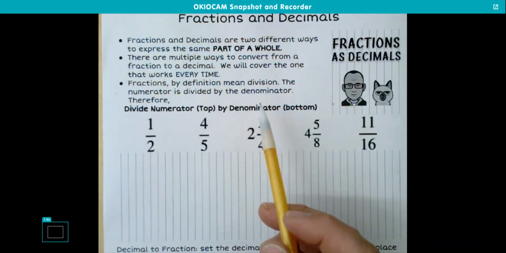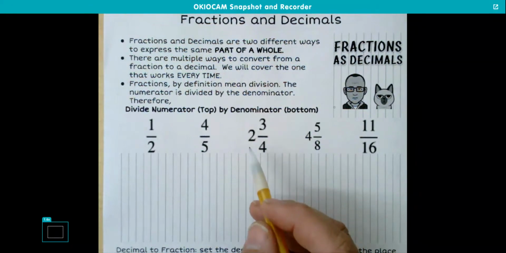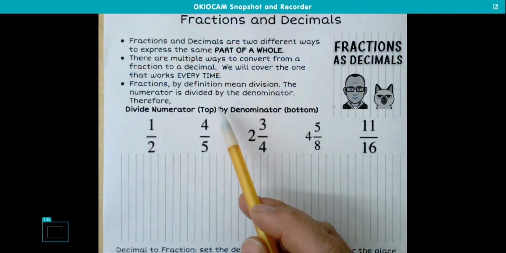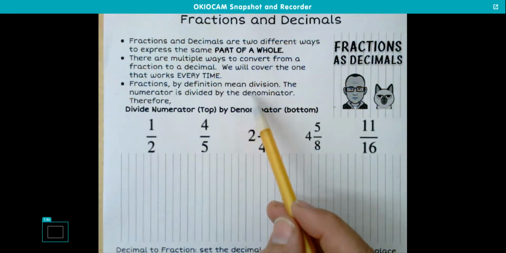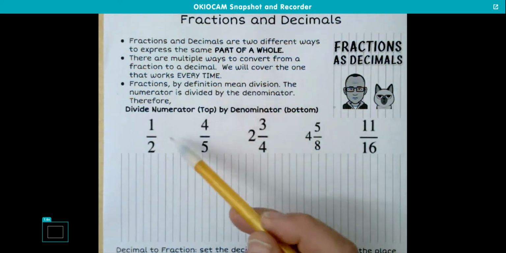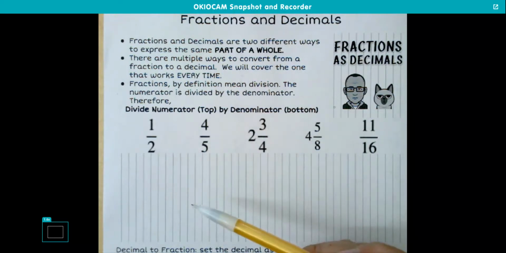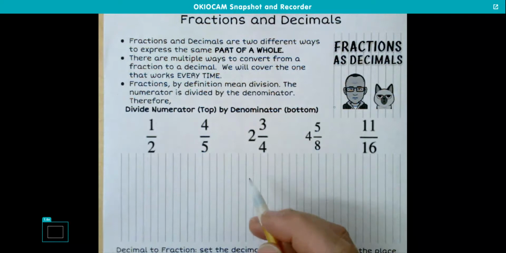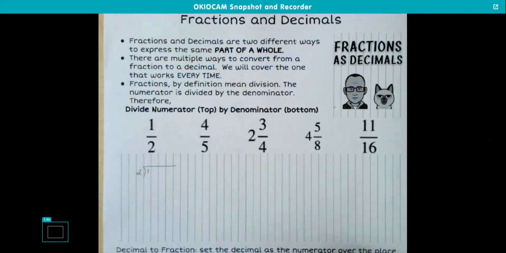We're going to cover one that works every time. And in class, we can talk more about the other way. So to change a fraction to a decimal, we consider that a fraction, by definition, means division. That fraction bar in a fraction means division. It means numerator divided by denominator. So to change between a fraction and a decimal, we're going to do just that. The numerator divided by the denominator.